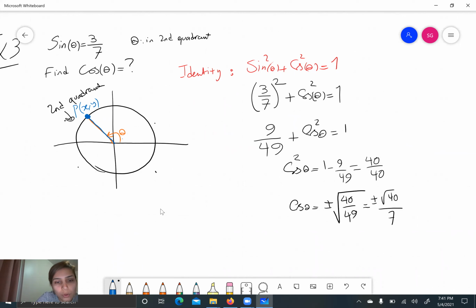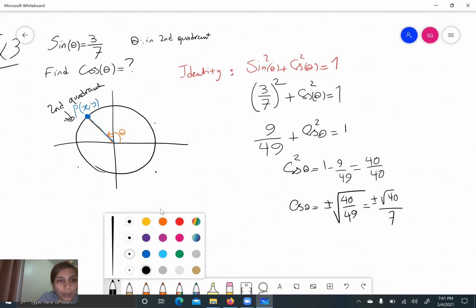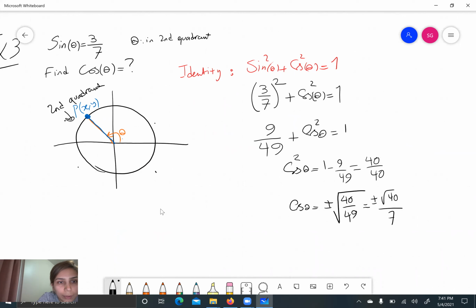So if I'm going to draw a right triangle, that right triangle must be here, because then this side is equal to x value and this side is equal to y value. So this is the right triangle. Do you see that? So theta uniquely corresponds to this blue point and to this right triangle. Okay.